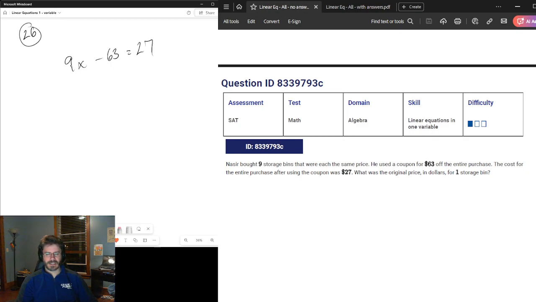And that's why this is linear. 9 times the original cost minus the coupon is $27. So add that over. 9x equals 27 plus 63, is 100. Nice number there. Is that 100? No, that's 90. It's even nicer. Man, I should not do these things late at night. All right. Yeah, that's 90. So x is 10.